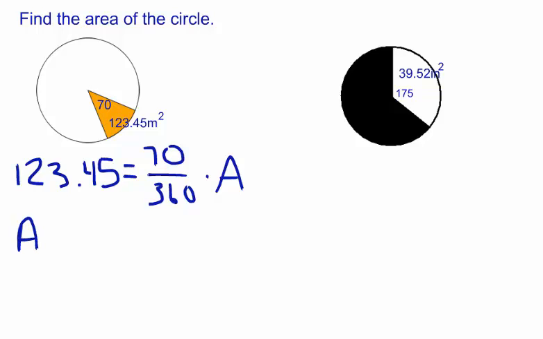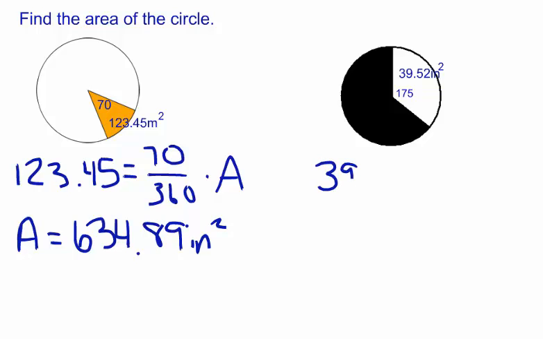So A is going to be our variable, and we're just going to solve for A, which is multiplying both sides by the reciprocal of 360 over 70. When you do that, you should get the area of the circle to be 634.89 inches squared.